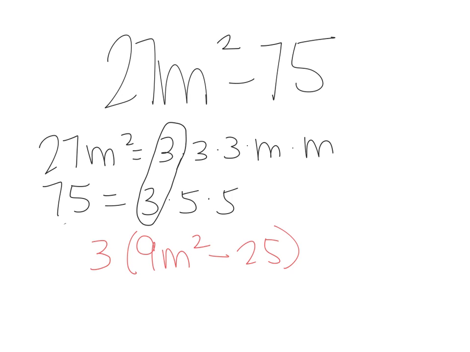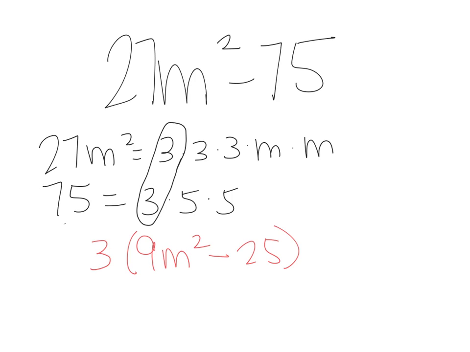After you take out the GCF, you always want to ask yourself, is it a trinomial? In this case, no. Is it a binomial? Yes, it is. So since it's a binomial, I need to check for difference of squares. It is subtraction. I can take the square root of 9. I can take the square root of 25. So I need to go ahead and do the difference of squares here.